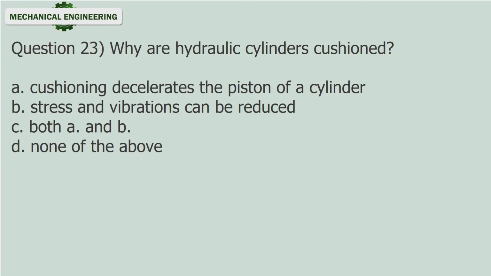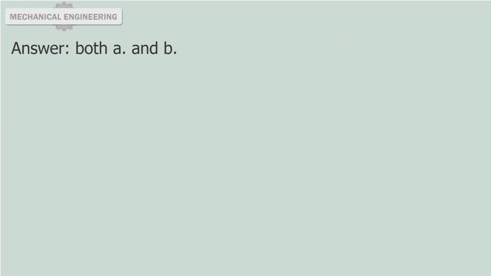Question 23. Why are hydraulic cylinders cushioned? A. Cushioning decelerates the piston of a cylinder. B. Stress and vibrations can be reduced. C. Both A and B. D. None of the above. Answer: both A and B.